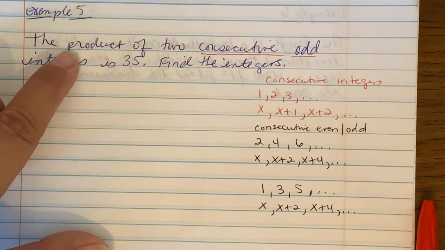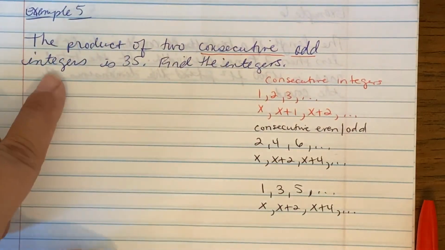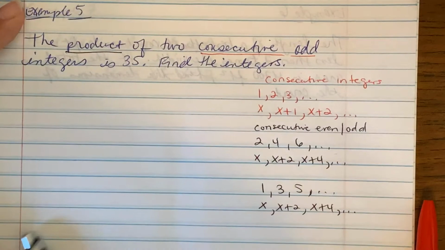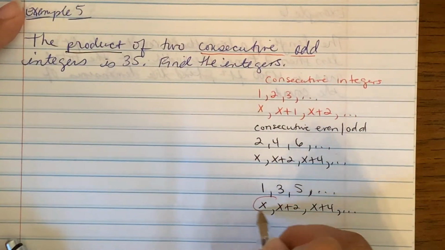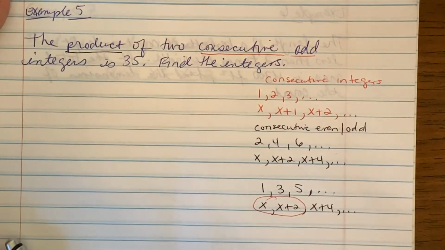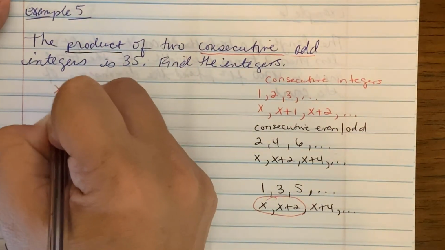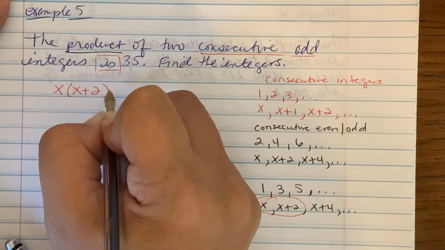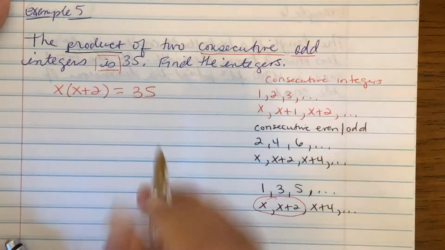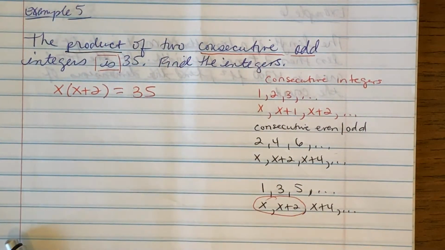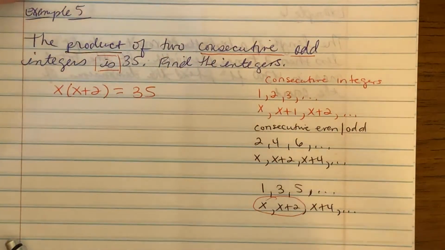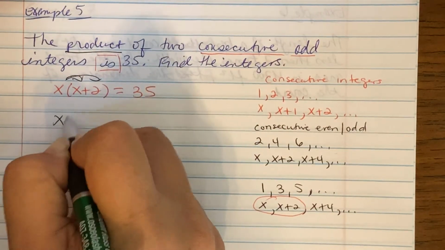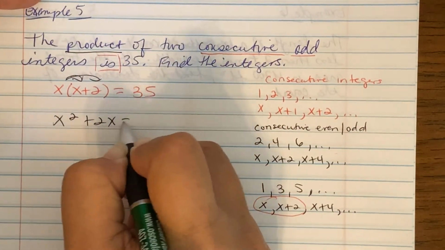So in this one says the product of 2 consecutive odd integers is 35. Product means multiply. So it said odd integers. So the first 2 terms, x and x plus 2. The product of them, so you're going to write x times x plus 2. And it says is, that is your equal sign, 35. So now we need to figure out what our answers are. So first thing, we need to distribute. So you're distributing in. So you get x squared plus 2x equaling 35.